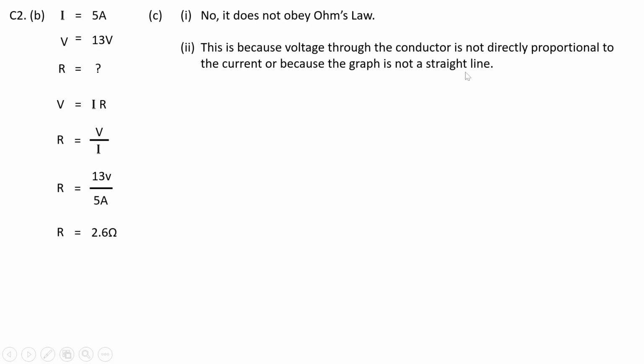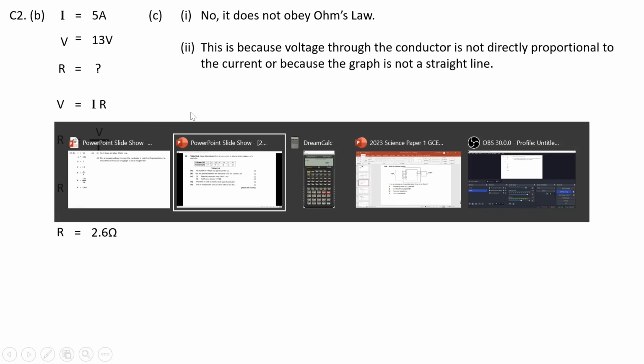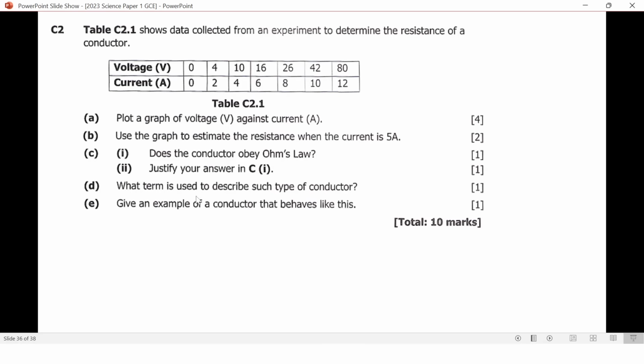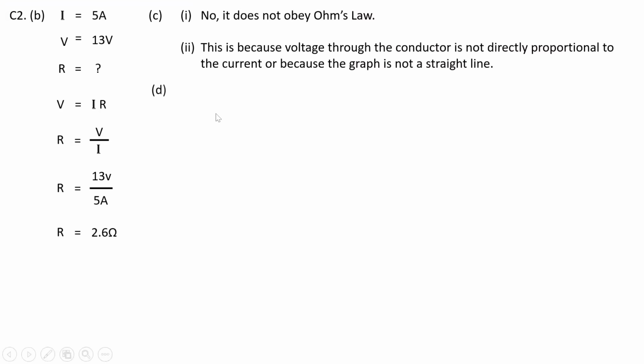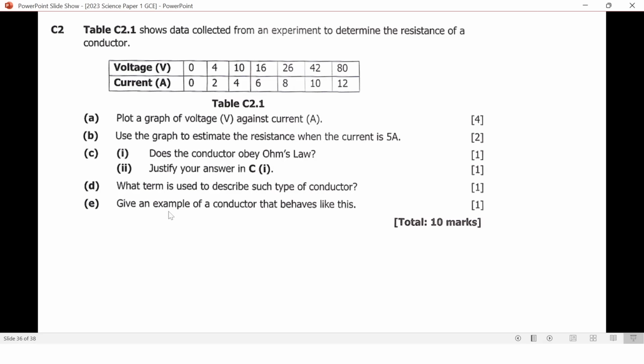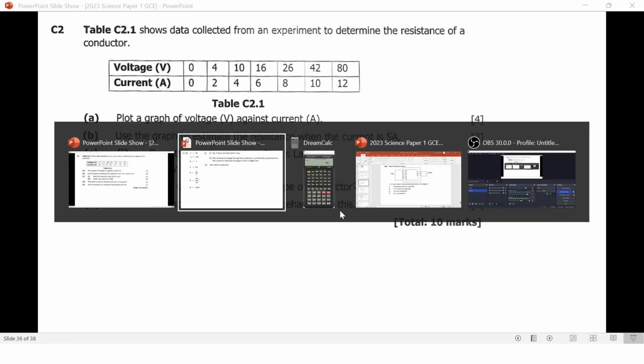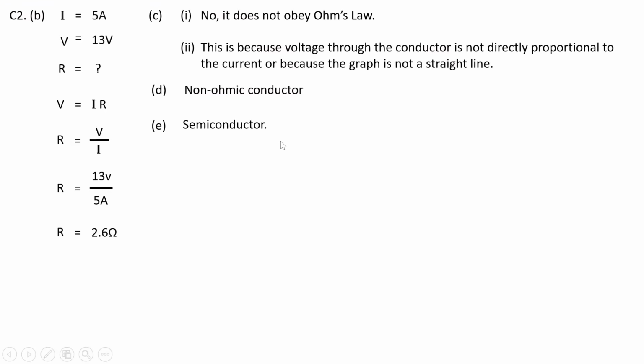As you saw, the graph wasn't a straight line. So that is the reason why it does not obey Ohm's law. If the graph was a straight line, then we would say it obeys Ohm's law. But since the graph is not a straight line, it doesn't obey Ohm's law. Then we move to the other part of the question. D, what term is used to describe such type of conductor? So the term here, we are going to say, is non-ohmic conductor. Then the last question here says, give an example of a conductor that behaves like this. So an example is a semiconductor.